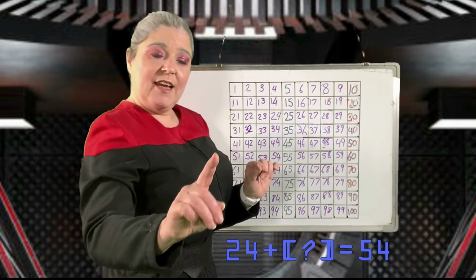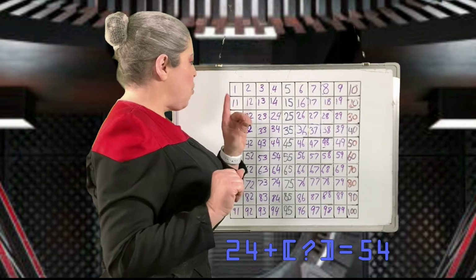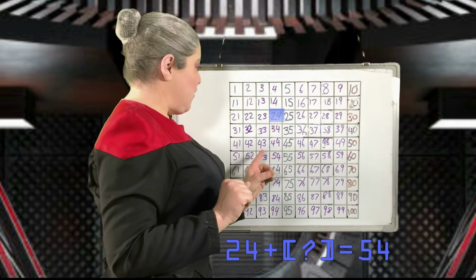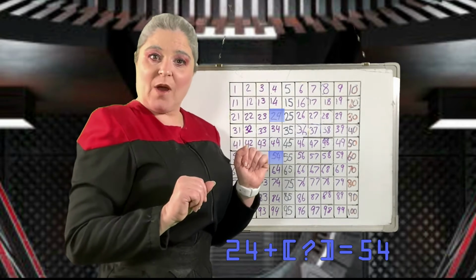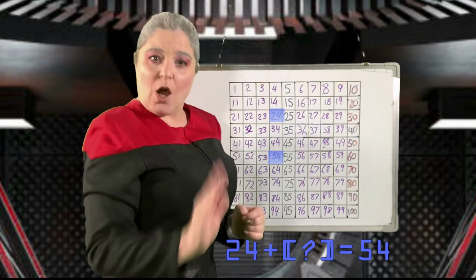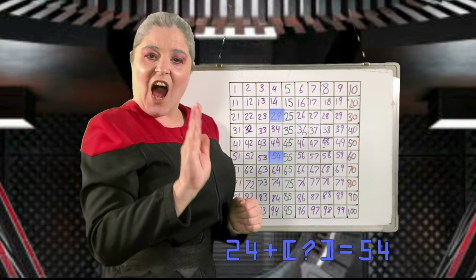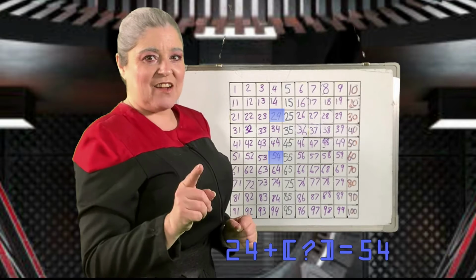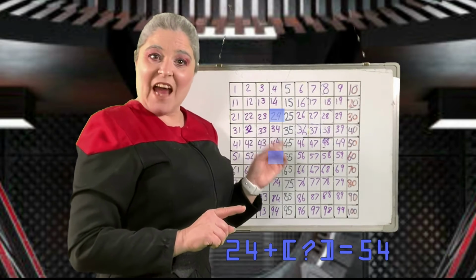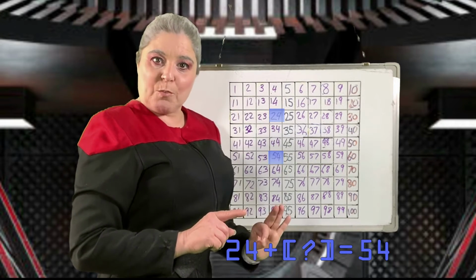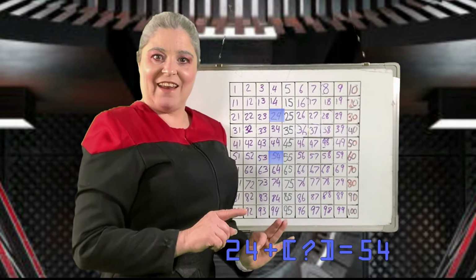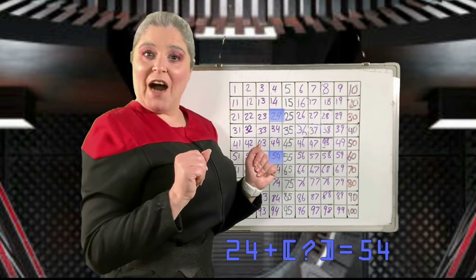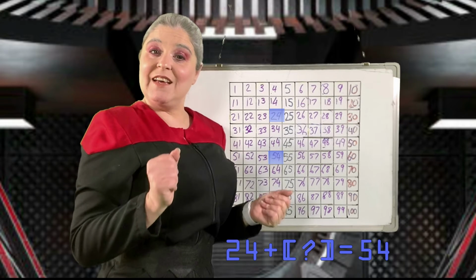Well, if we mark 24 and 54 on the number square, we notice that they are right underneath each other. That tells us that the missing number is a multiple of 10. Which multiple of 10 is it?